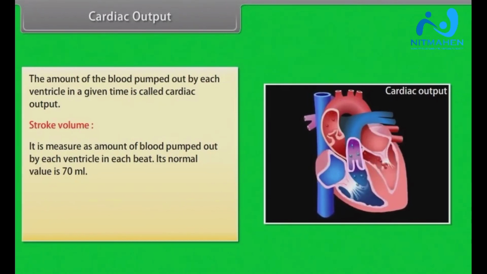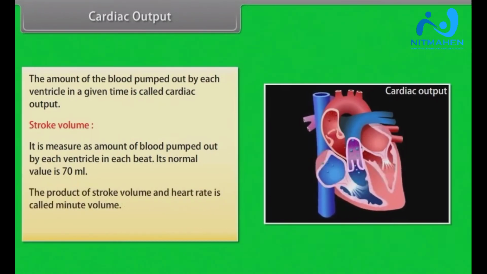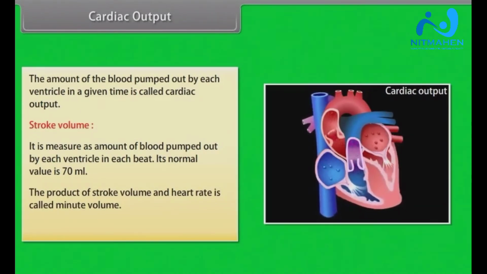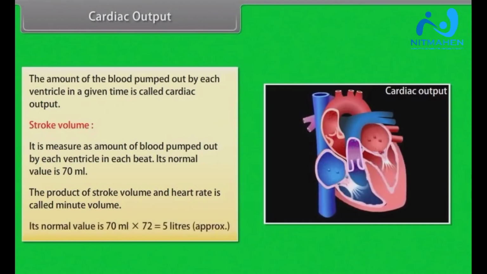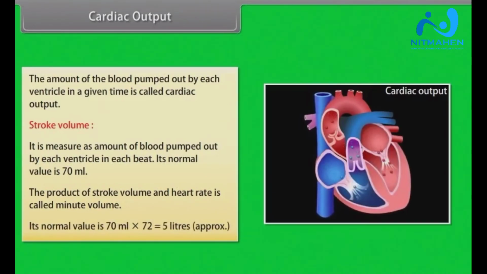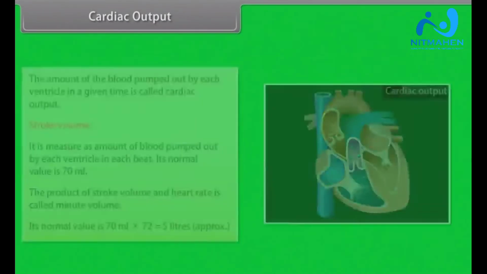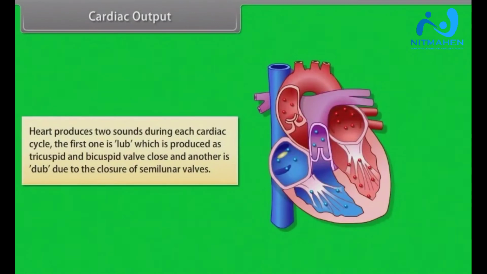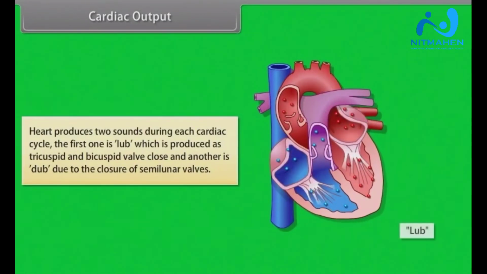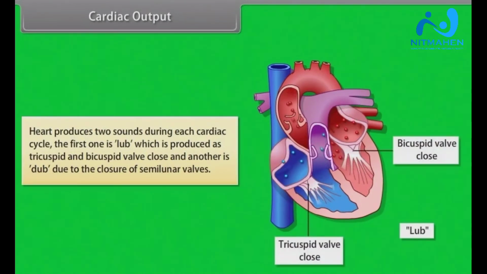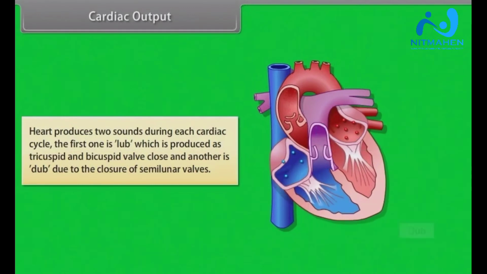The product of stroke volume and heart rate is called minute volume. Its normal value is 70 milliliters times 72 equals approximately 5 liters. The heart produces two sounds during each cardiac cycle. The first one is lub, which is produced as the tricuspid and bicuspid valves close, and another is dub, due to the closure of the semilunar valves.